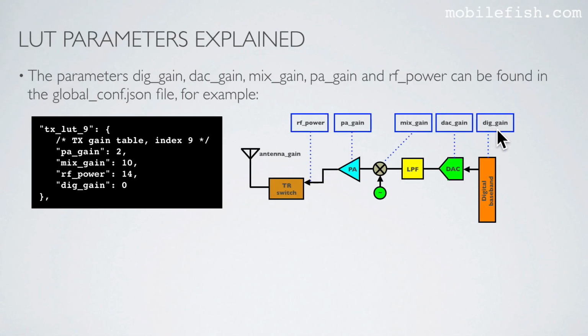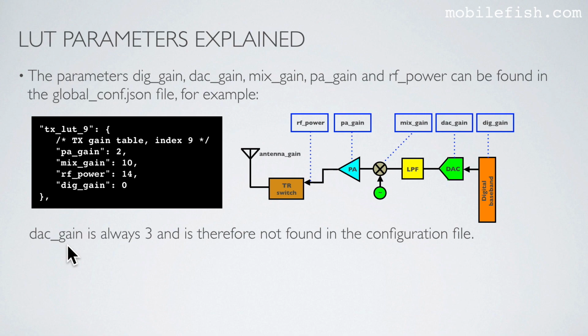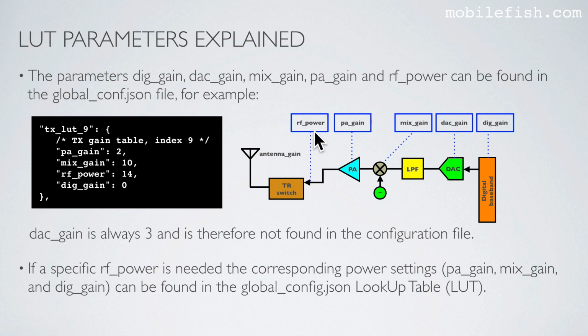The parameters DIG gain, DAC gain, mix gain, PA gain, and RF power can be found in the global_conf.json file. Here is such an entry. These are the parameters for lookup table index 9. Please note DAC gain is always 3 and is therefore not found in the configuration file. If a specific RF power is needed, the corresponding power settings, meaning PA gain, mix gain, and DIG gain, can be found in the global_conf.json file in the lookup tables.